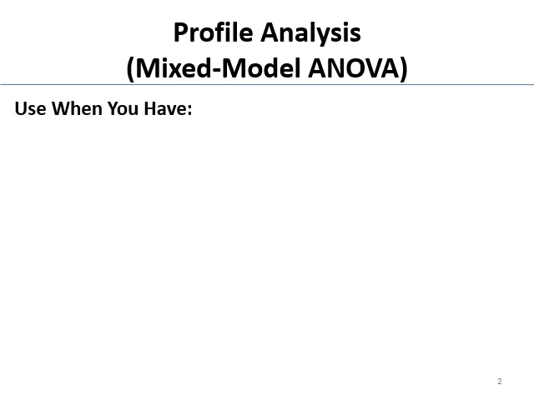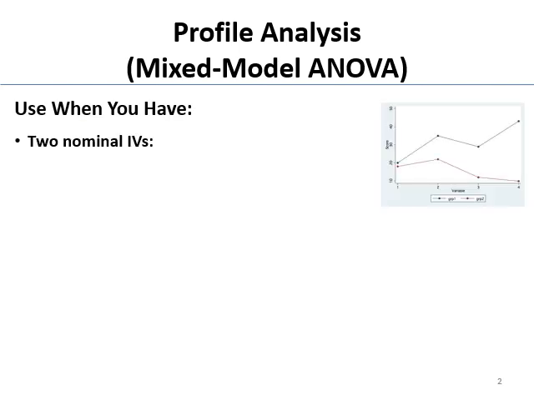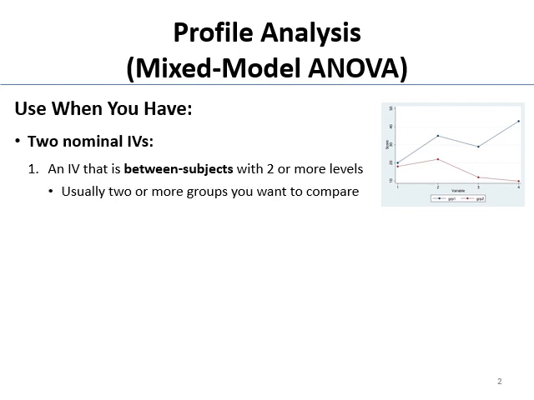So when do you use profile analysis? Well, when you have two nominal independent variables, one of them is a between subjects variable with two or more levels. So usually it's two or more groups that you want to compare to each other. And the second IV is a within subjects independent variable with two or more levels. So note you've got a between subjects one and a within subjects one.